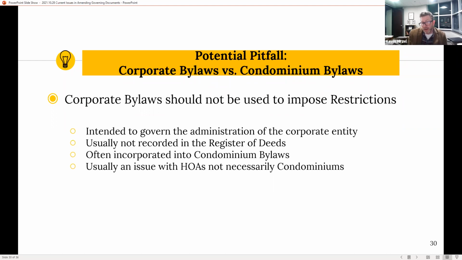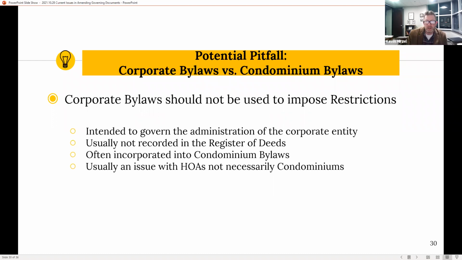That's contrasted from condominium bylaws. Condominium bylaws are a creature of statute. They come out of the Condominium Act itself. In the condominium world, corporate bylaws are often incorporated into the condominium bylaws themselves. I think I said the word bylaws about 30 times, but there is a difference. The corporate bylaws that exist should not be confused with the condominium bylaws that are attached to the master deed in the condo setting.